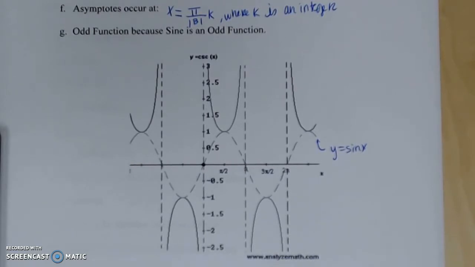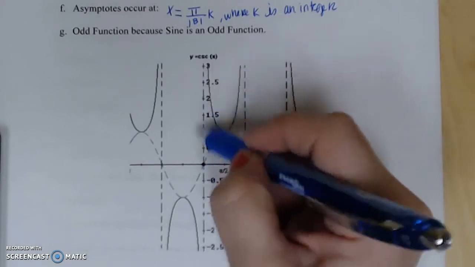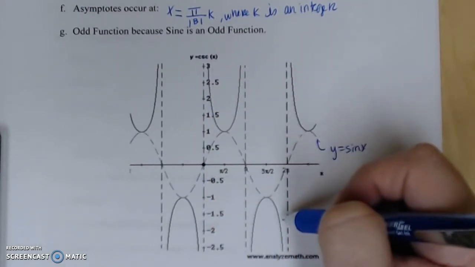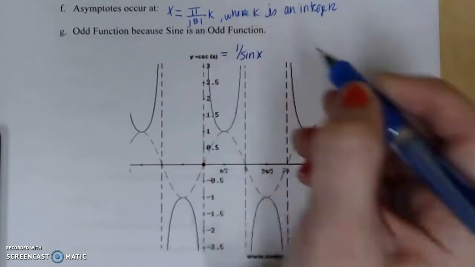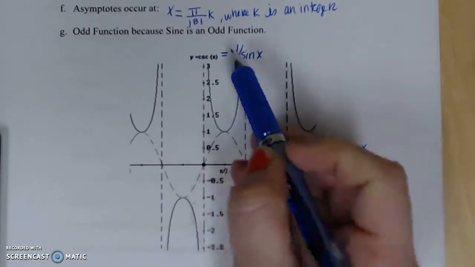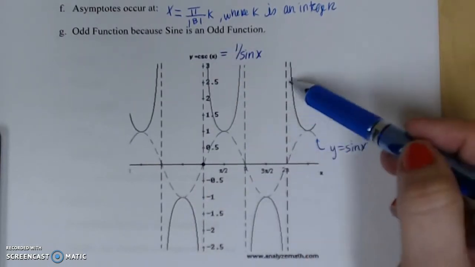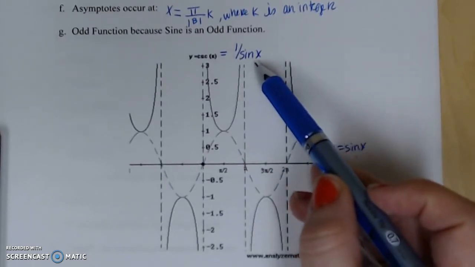Now notice, everywhere that my sine function was equal to 0, I have asymptotes. And you can imagine, because your cosecant function is 1 over sine x, anywhere sine x zeroes out, we would get 0 in the denominator. So it's definitely going to create asymptotes where it's crossing the x-axis, because we can't have division by 0.